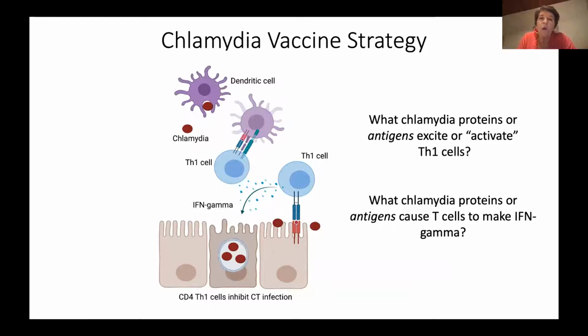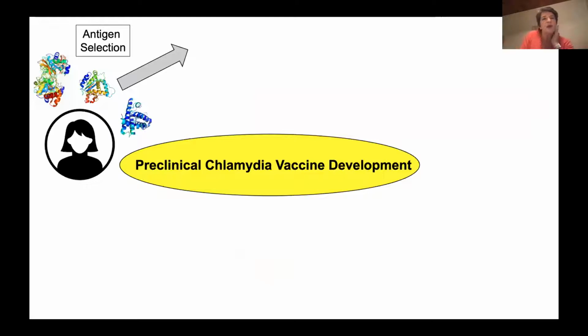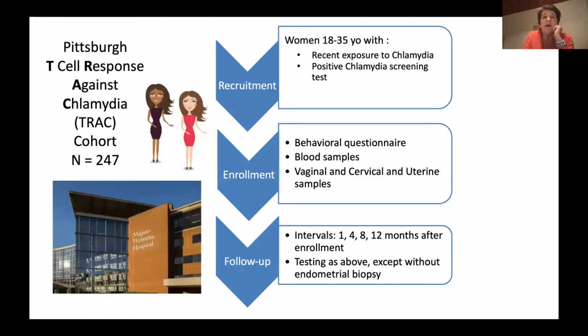So in our lab, what we're trying to do now is determine what chlamydia proteins or antigens excite or activate these Th1 cells to lead to the production of interferon gamma. How are we approaching this? Now we know what immune responses are required for protection: we need Th1 cells making interferon gamma. So in our lab, we are collaborating with others across UNC to find proteins that women who have been exposed to chlamydia recognize and induce a T cell interferon gamma response.